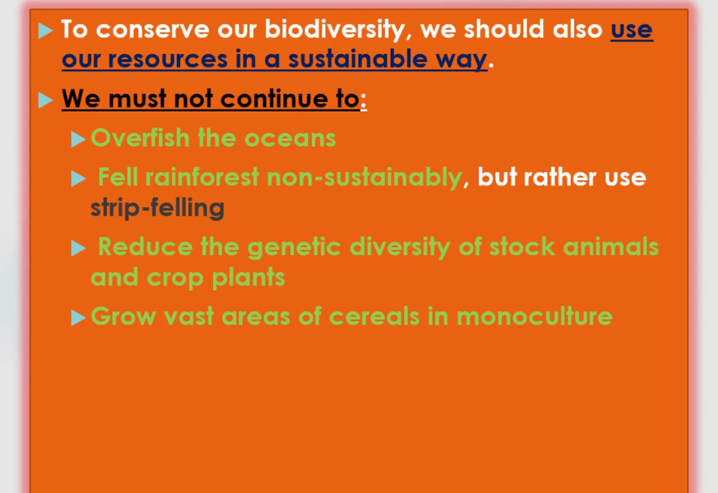We must not continue to reduce genetic diversity of stock animals and crop plants by breeding only those that produce certain desired products like lean meat, high milk yield, and high grain yield. And lastly, we must not continue to grow vast areas of cereals in monoculture.